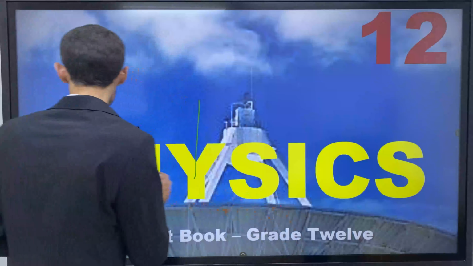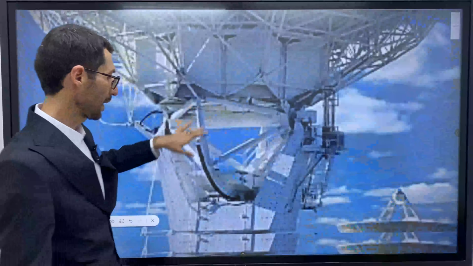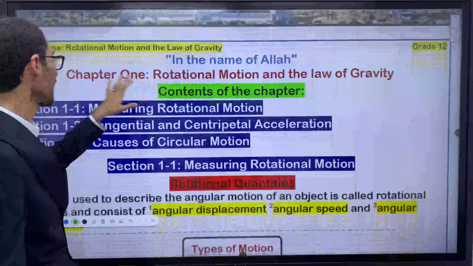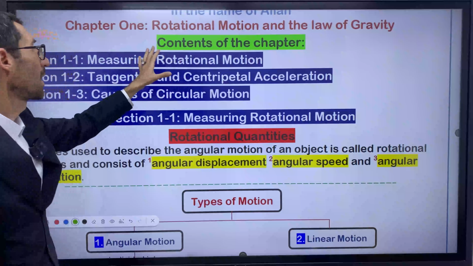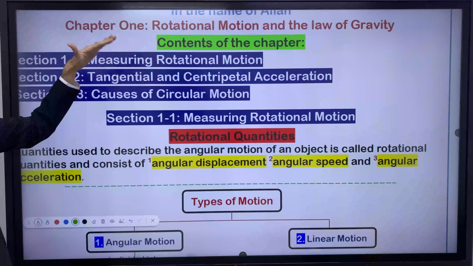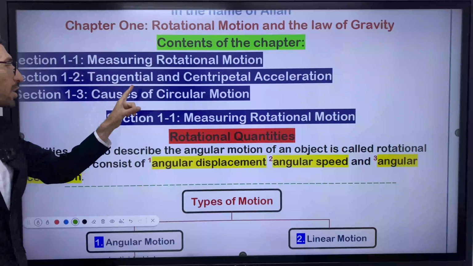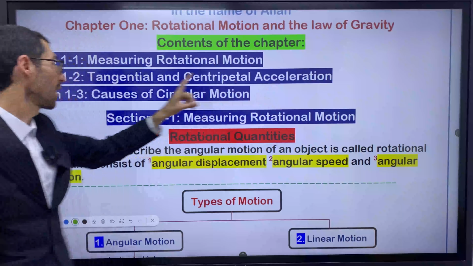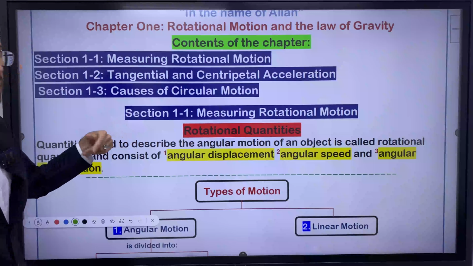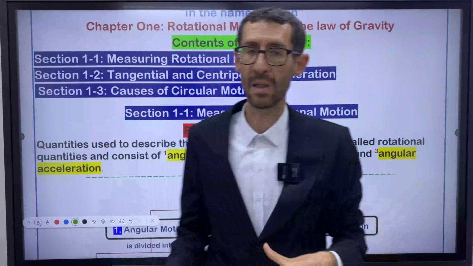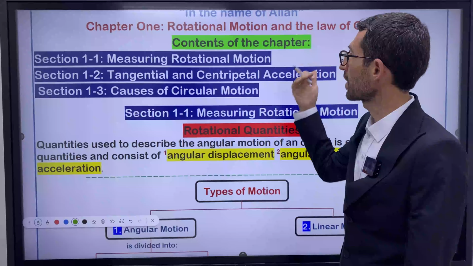Chapter 1 talks about rotational motion and the law of gravity. This is the title of chapter 1, right? This chapter consists of 3 sections. Section 1.1, measuring rotational motion. Section 1.2, tangential and centripetal acceleration. Section 1.3, causes of circular motion. So these are the sections of chapter 1.